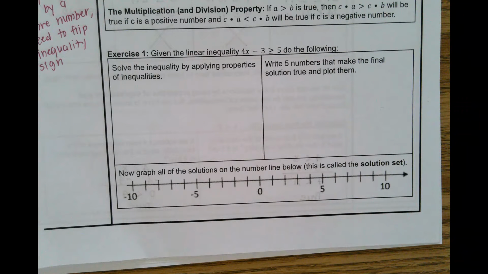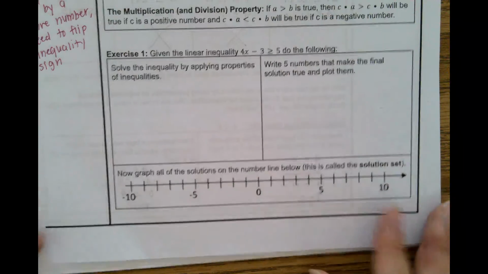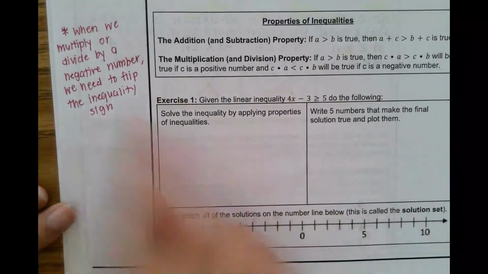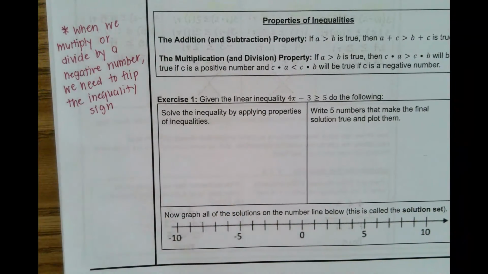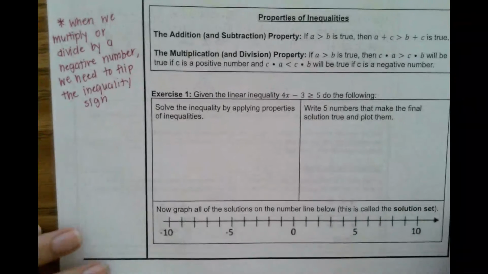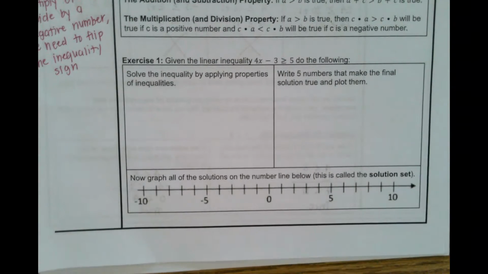Hi guys, so today we are going to be learning how to solve a linear inequality. What we learned previously is that when we add, subtract, multiply, and divide, we're solving our inequality and equations the same way. We just have that extra step where when we multiply or divide by a negative number, we need to flip that inequality sign.